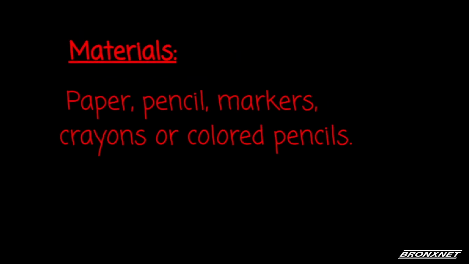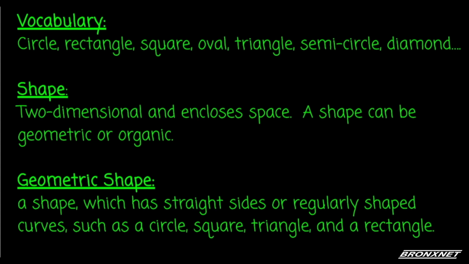Materials: all we need is paper, pencil, markers, crayons, or colored pencils. The vocabulary for today's lesson is circle, rectangle, square, oval, triangle, semicircle, and diamond. A shape is two-dimensional and encloses space. A shape can be geometric or organic. And a geometric shape is a shape which has straight sides or regularly shaped curves, such as a circle, square, triangle, and a rectangle.